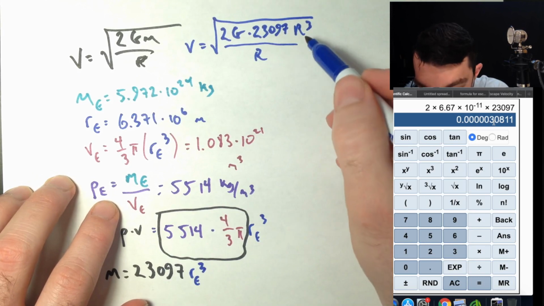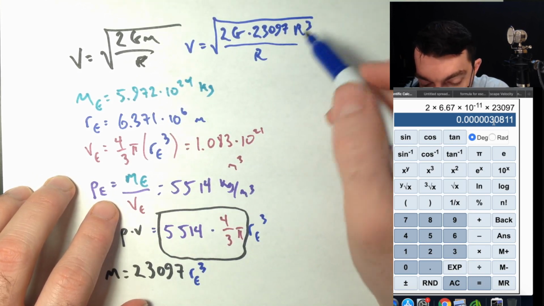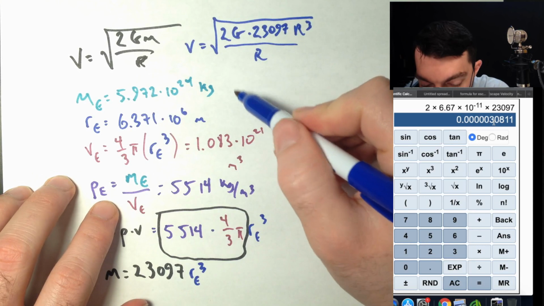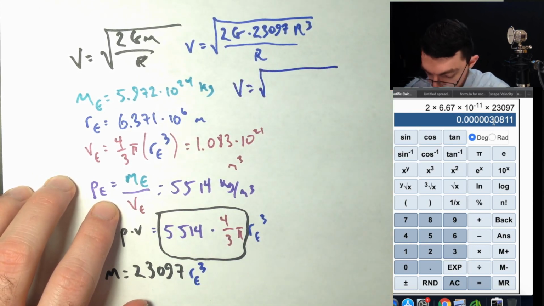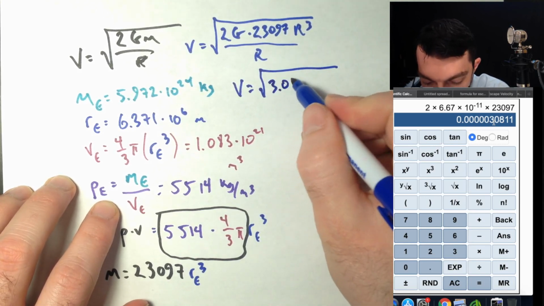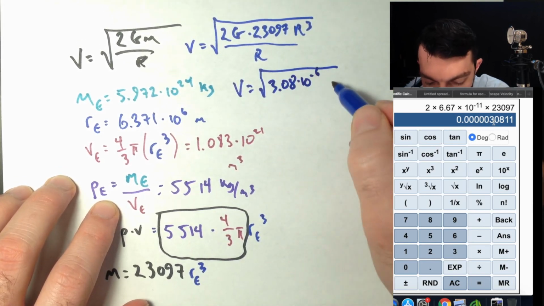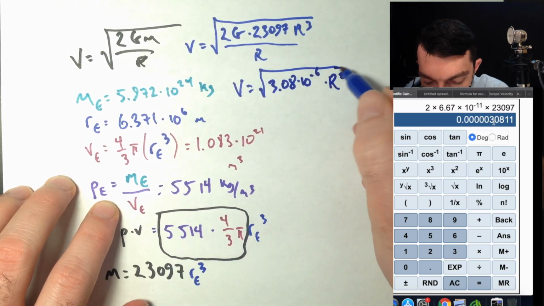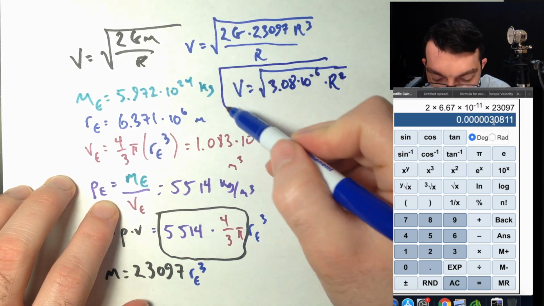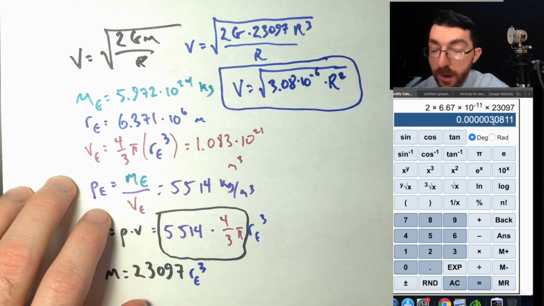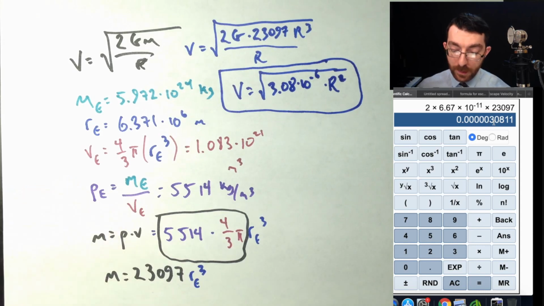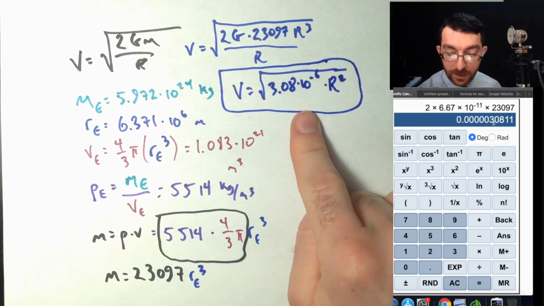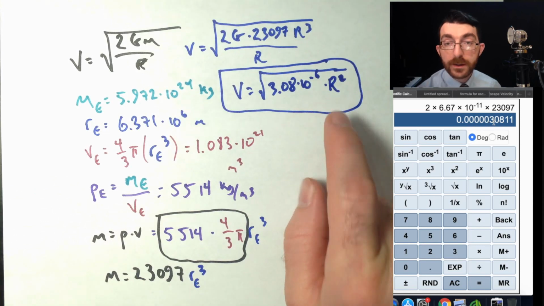So we've got here, oh, by the way, r cubed and r, one cancels out. So that means that we are talking about an escape velocity, which is equal to the square root of 3.08 times 10 to the negative 6 times the radius squared. Ladies and gentlemen, for a celestial body with the same density as the Earth, the escape velocity is going to be 3.08 times 10 to the negative 6 times the square of the radius.